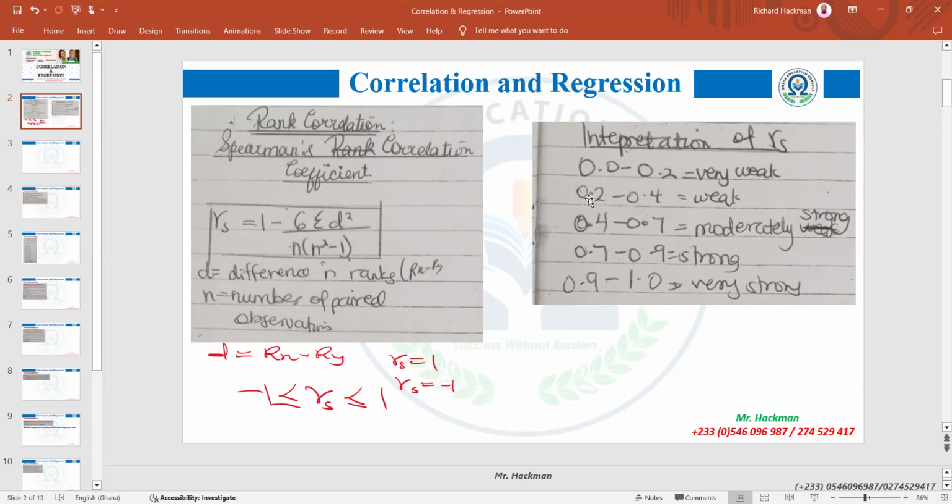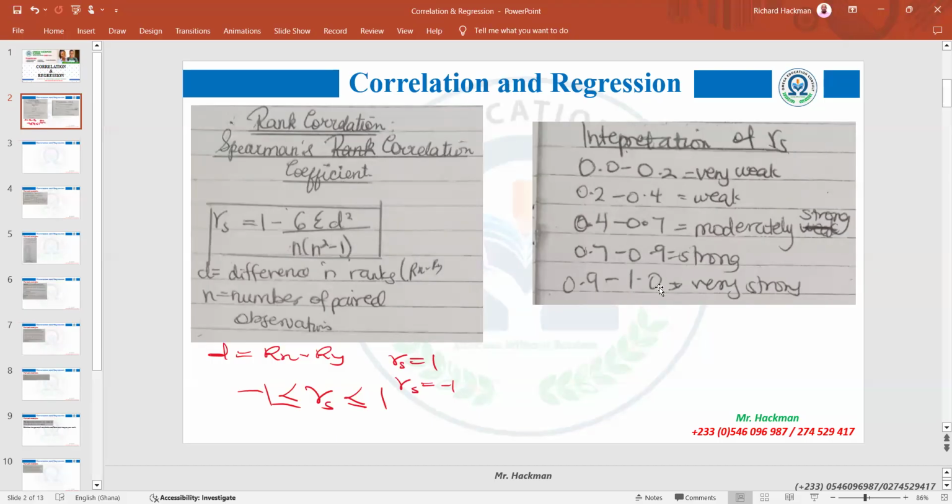So we are saying that if your value is between 0.2 and 0.4, then there exists a weak relationship or correlation between your two variables. If it's positive, you say there exists a weak positive relation, and if it's negative, a weak negative relation or correlation between the two. When it is between 0.4 and 0.7, it is moderate, positively or negatively. Then 0.7 to 0.9 is strong. Then 0.9 to 1.0 is very strong.